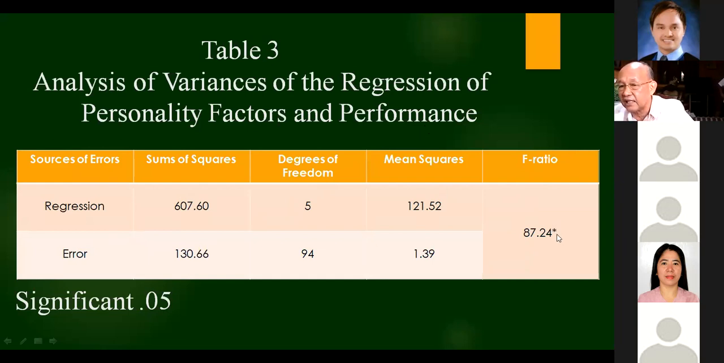If you see one asterisk, it is significant at 0.05. If the computer gives you two asterisks, it means significant at 0.01, because 0.01 is a higher level. Here it says: results of the analysis of variance of the regressions of personality factors and performance revealed an F ratio equal to 87.24. This means that all the 10 personality factors exert significant combined effects on the teaching performance of the faculty.